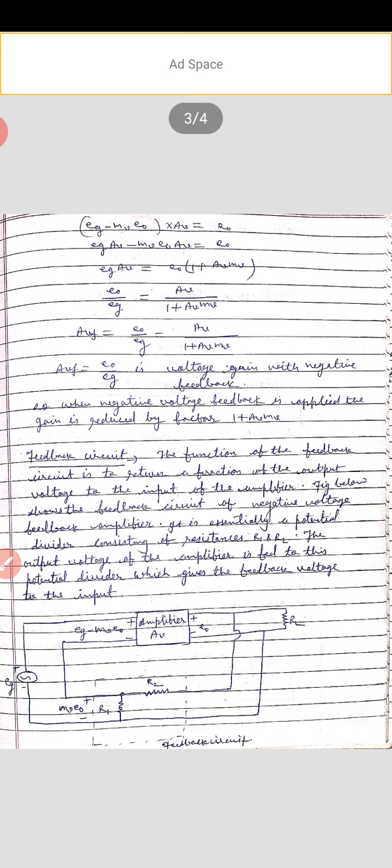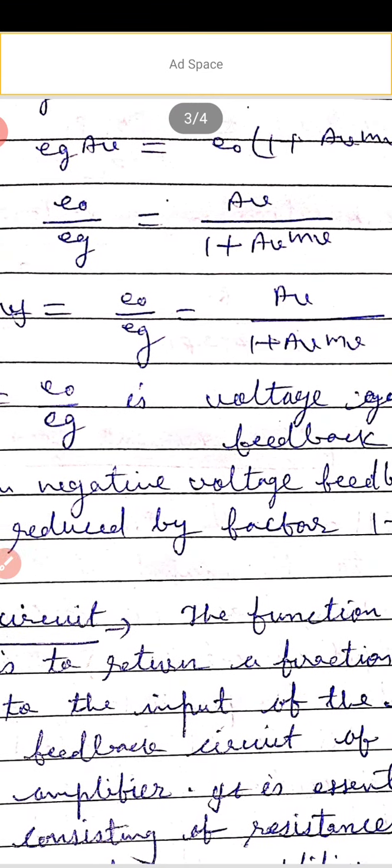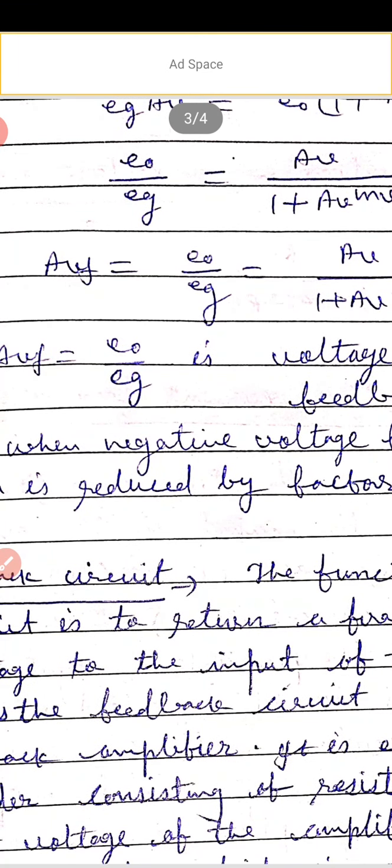On solving the equation we get E naught upon EG is equal to AV upon 1 plus AV into MV. And AVF is equal to E naught upon EG, which is equal to AV upon 1 plus AV MV. This AVF is known as the voltage gain with negative feedback. So when negative voltage feedback is applied, the gain is reduced by a factor 1 plus AV MV. It is clear from this equation that AVF will be less than AV.